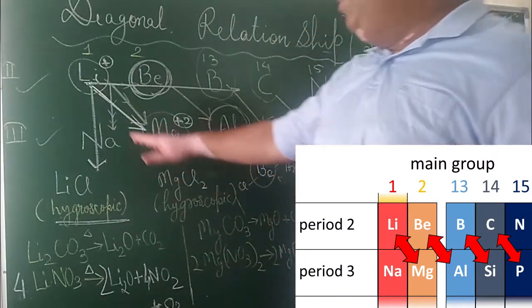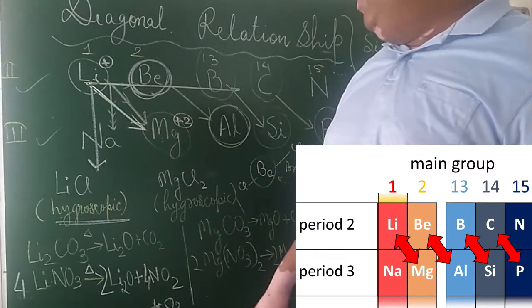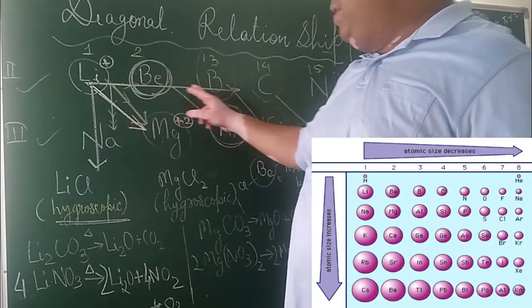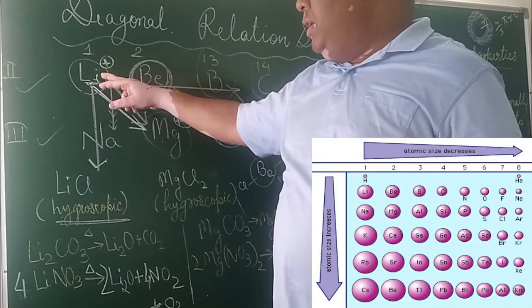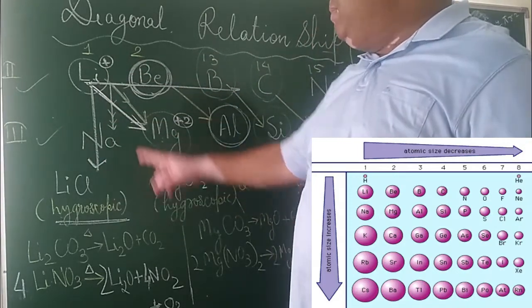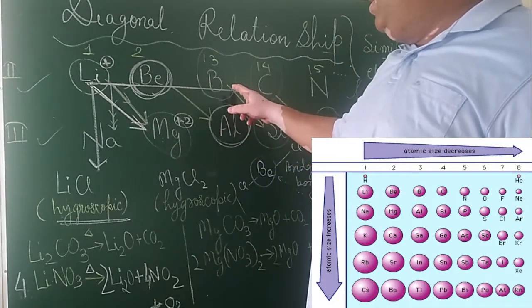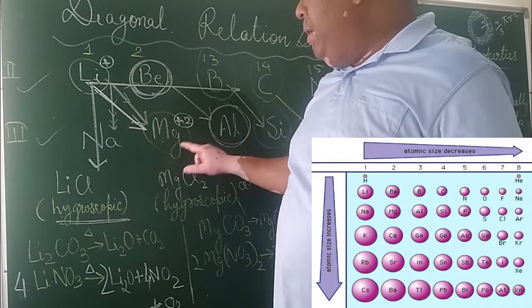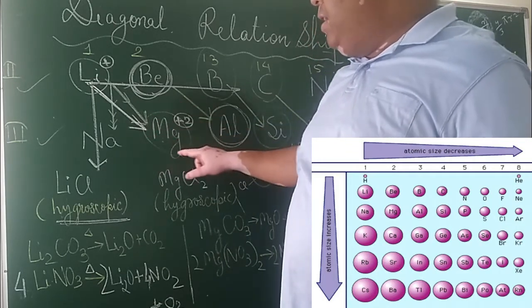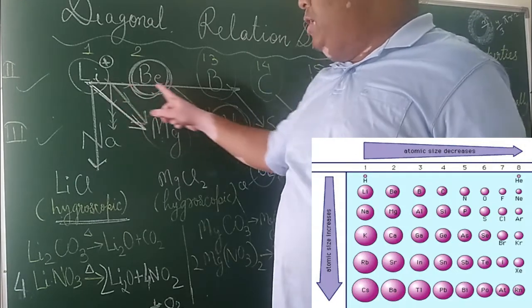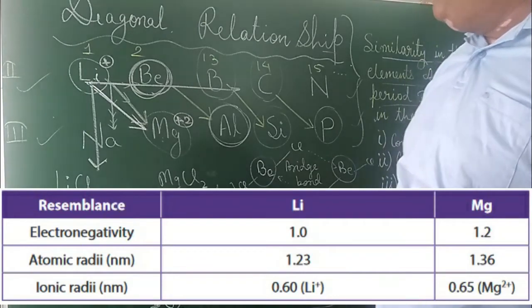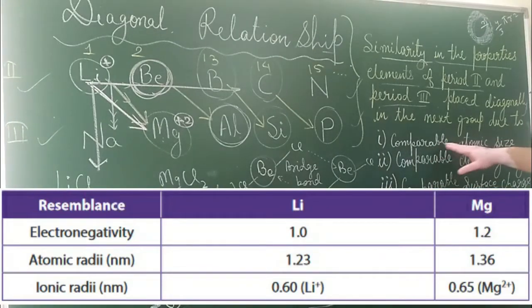So when we move diagonally, as much as the atomic radius decreases rightward, that much it increases downward. As a result, the element which is present diagonally has the effect of both rightward movement and downward movement. As a result, they have comparable atomic size, meaning similar atomic size.